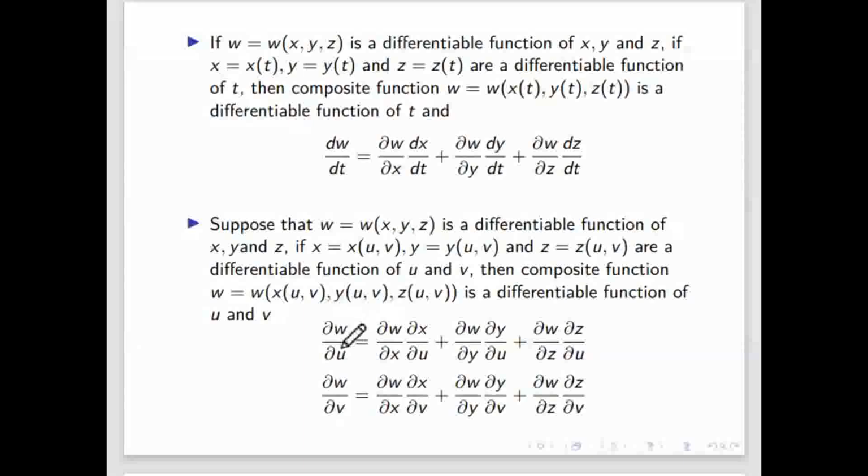That means, what will the partial derivative with respect to u be, and what will the partial derivative with respect to v be. So the normal method is that first replace all x, y, z in the original w, you will get a function of u comma v, and then partially differentiate with respect to u and with respect to v, and you will get the answer.